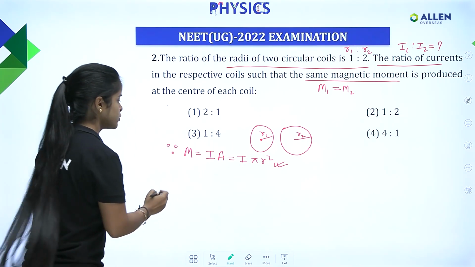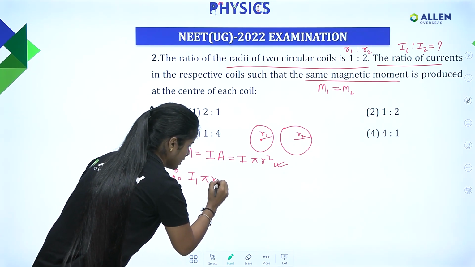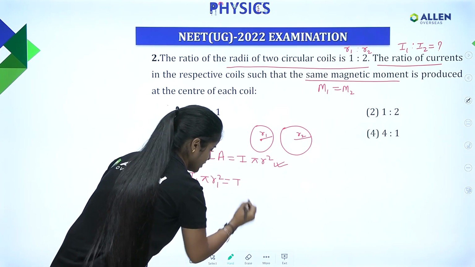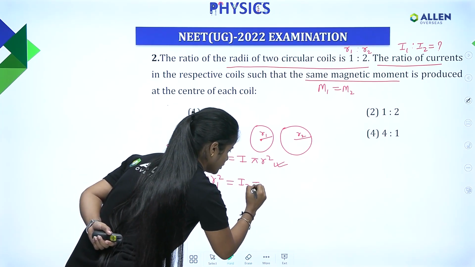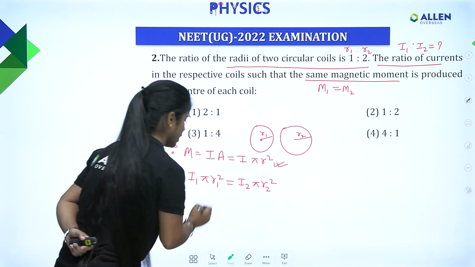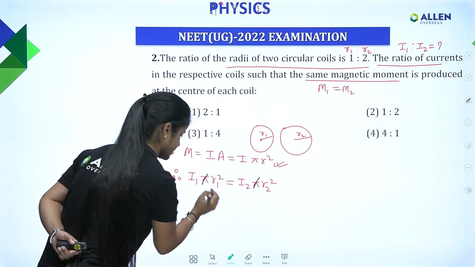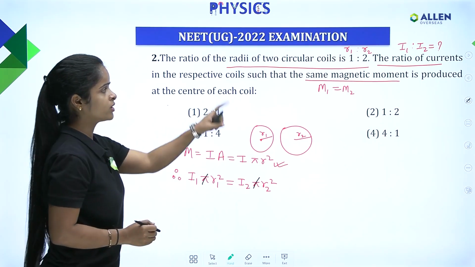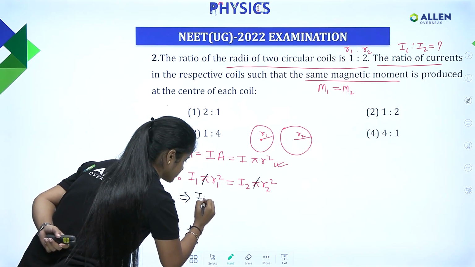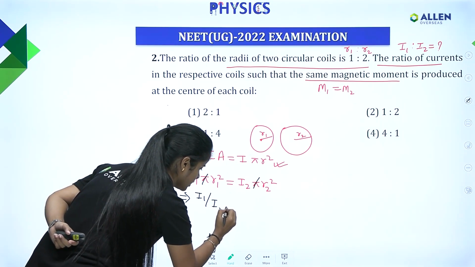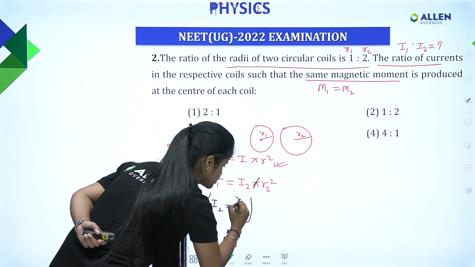Now I am going to use this formula on the data given in the question, that is M1 equals M2, right? So from here I can easily write I1 into pi R1 square equals I2 into pi R2 square. Now we can cancel out these pi, right? And what is our aim? Our aim is to calculate I1 is to I2, right? Therefore, we can write I1 by I2 equals R2 by R1 whole square, right?